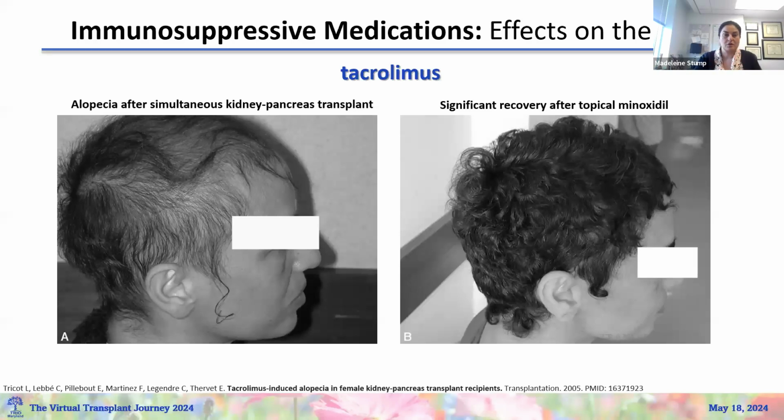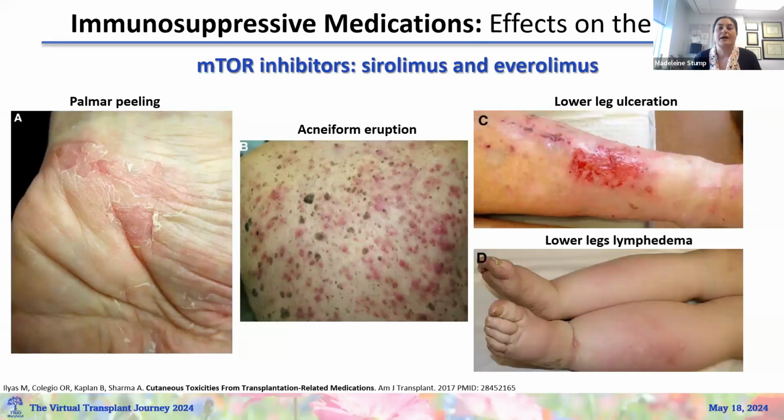Okay, so moving on to a class of immunosuppressive medications called mTOR inhibitors. These are sirolimus and everolimus. They have a large number of cutaneous, or skin-related, side effects. I've shown some of those. On the leftmost picture, you see palmar peeling. This is the palmar surface of the hand. It can occur in the feet as well, on the bottom of the feet. It can happen right away after starting sirolimus or months after.